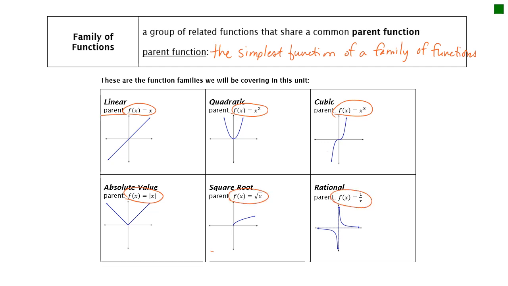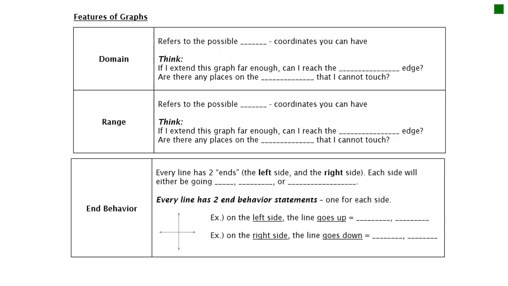And then the graphs that you see are the graphs of those parent functions. So that's kind of what the standard of that graph from that family always looks like. We're going to focus a lot on domain, range, and end behavior of all of these graphs that we're going to be looking at. Domain always refers to the possible x coordinates that you can have. What you should think is that if I extend this graph far enough, can I reach the left or the right edge? And are there any places on the x-axis that I cannot touch?